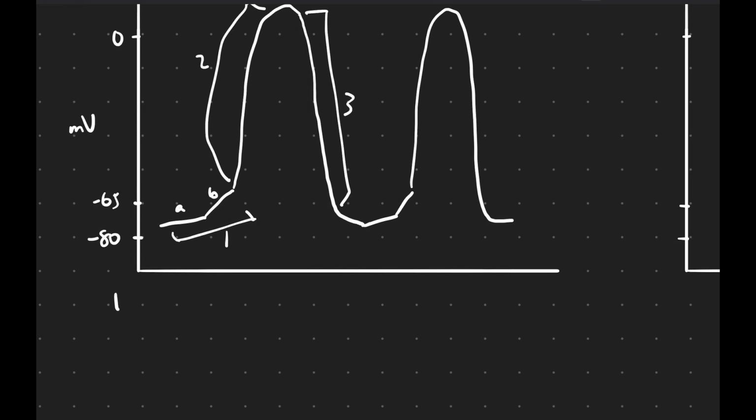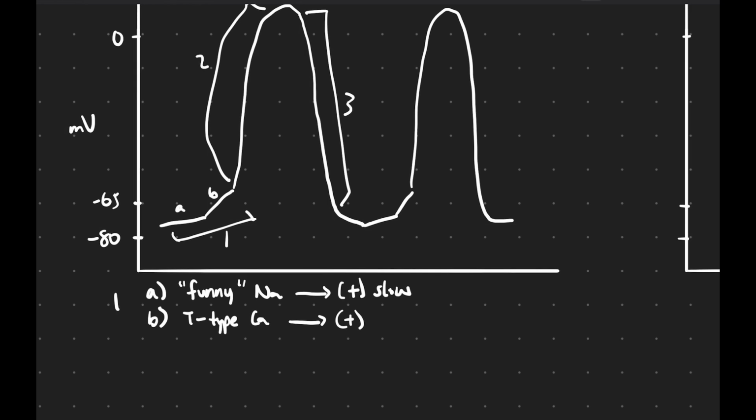Okay, so for the A here, these are going to be also known as your funny sodium channels. So these are going to actually lead to a very slow depolarization of your cell, as it's kind of constitutively active and allows for sodium to come into the cell from the extracellular space. Okay, B is going to be your T-type calcium channels. Okay, and these are also a very slow depolarizer. Okay, so it's going to allow for calcium ions to come into the cell.